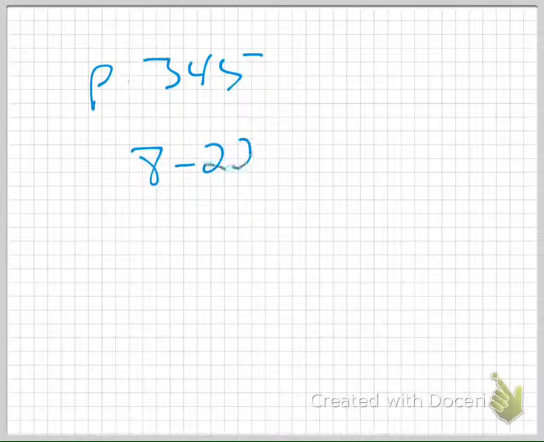All right. Let me see here. Okay, I'm going to give you the homework, which is page 345, 8 through 22 even. Page 345, 8 to 22 even, okay?